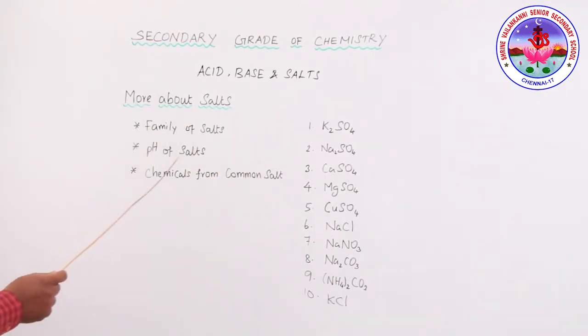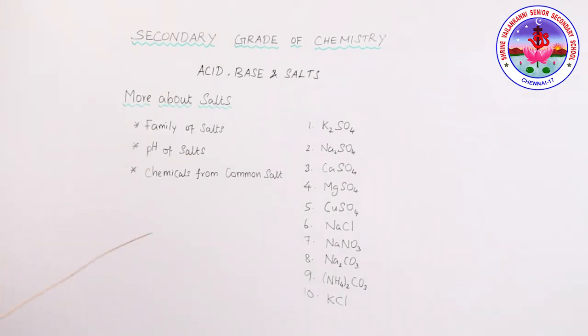Then the pH of salts. Salts of a strong acid and a strong base are neutral, with a pH value of 7. On the other hand, salts of a strong acid and a weak base are acidic, with a pH value less than 7, and those of a strong base and a weak acid are basic in nature, with a pH value more than 7. So this is called the pH of salts.